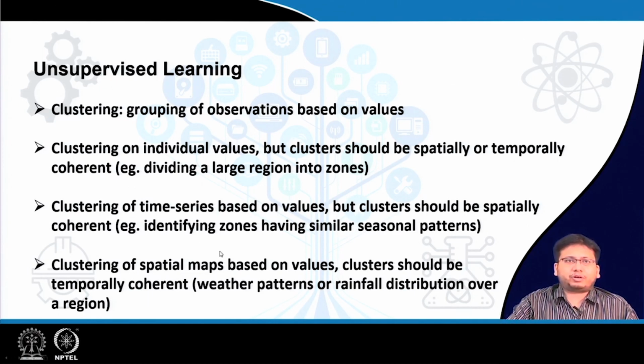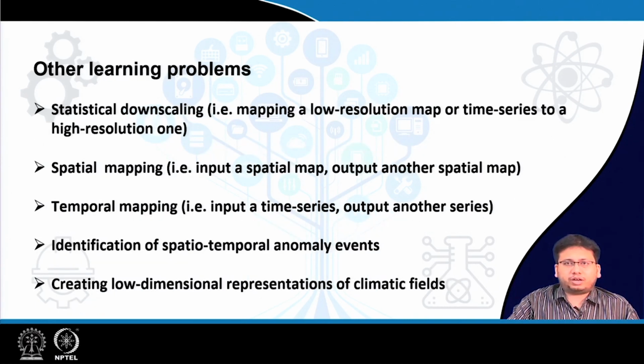Additionally, we may want to do clustering of time series based on values, but those clusters again should be spatially coherent. For example, if we want to identify the zones having similar seasonal patterns. Or I may be interested in clustering spatial maps based on values, but those clusters should be temporally coherent. For example, I may want to identify weather patterns or rainfall distribution over a region. So these are all clustering problems, but they often come with additional constraints over the way in which the normal clustering problem is defined.